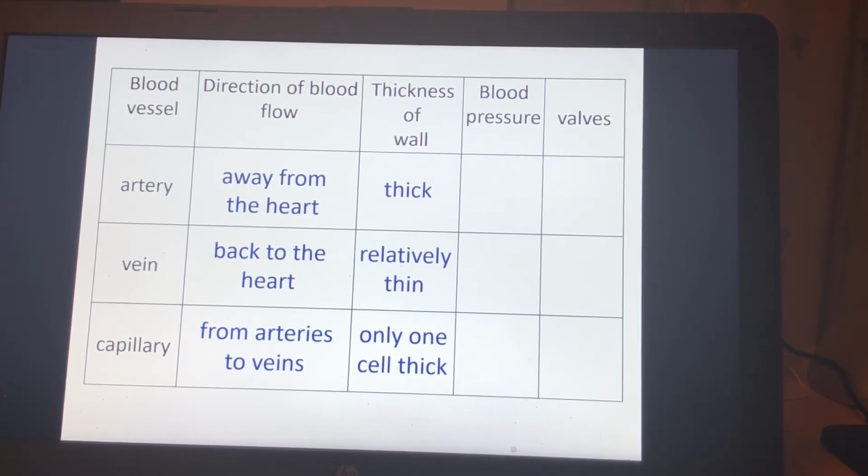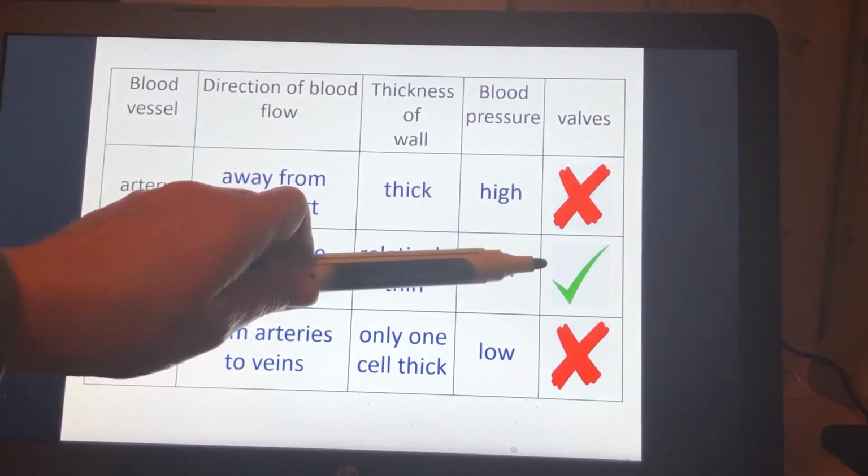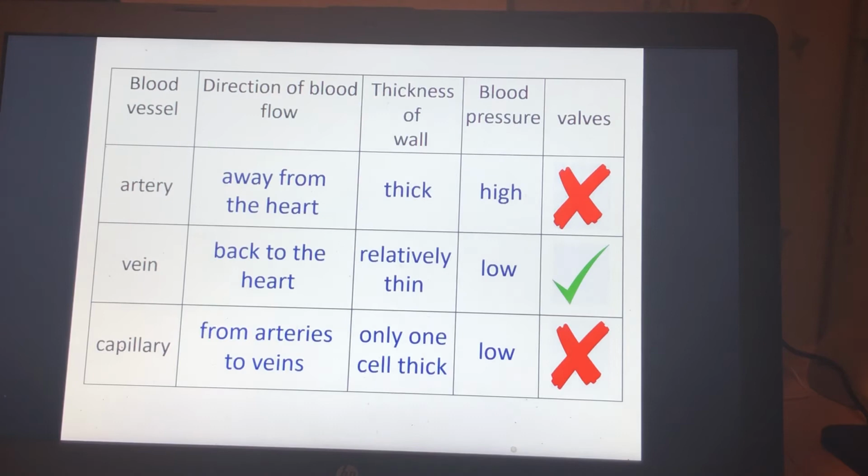Blood pressure is going to be high or very high in arteries because it's just coming straight from the heart. And it's going to be low when it gets to the capillaries and low when it gets to the veins. So those are both low. We only mentioned valves when we talked about veins, so they're the only blood vessels that have valves. The arteries don't and the capillaries don't. So your table should look something like that, or you've probably written no, yes and no there. If you got that all right, give yourself a pat on the back.